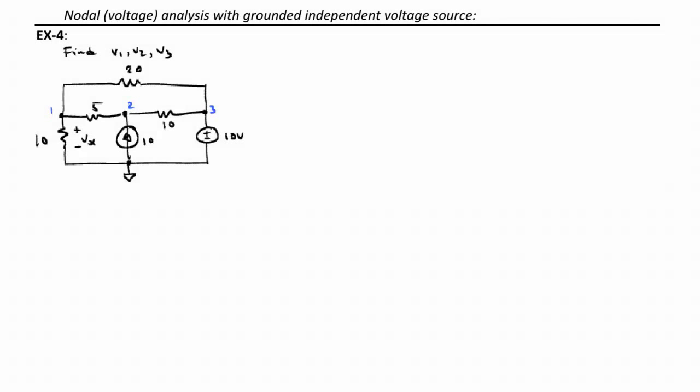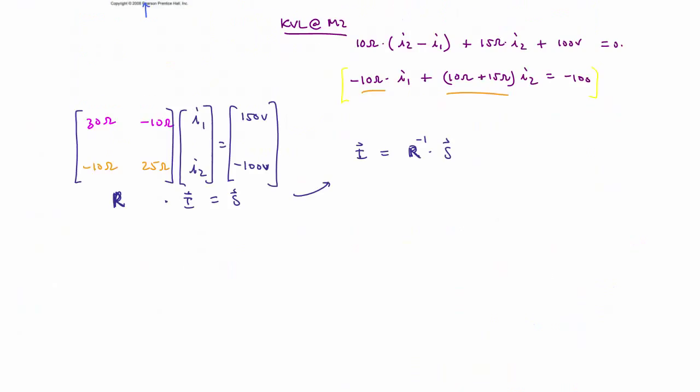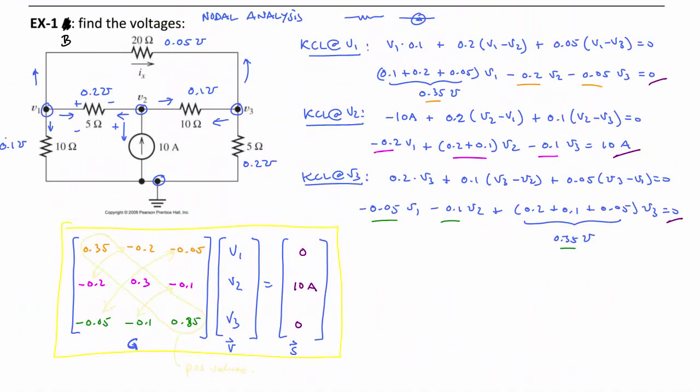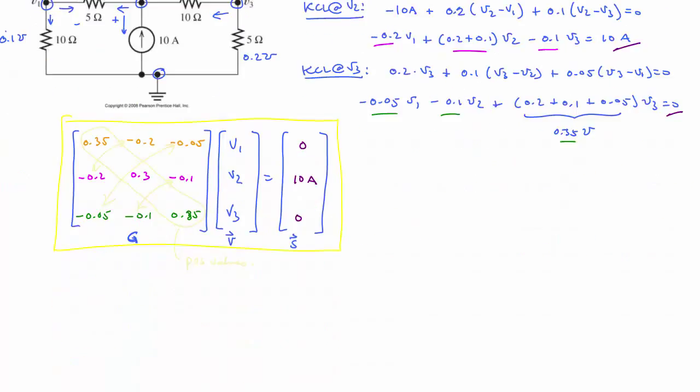Our next example is introducing a new element, not the dependent current source like we saw in the last one, but in addition to the resistor and the independent current source, we are now adding a voltage source. Compare this circuit to circuit 1B right here, and we see that what has changed is this 5 ohms was replaced with a voltage source.